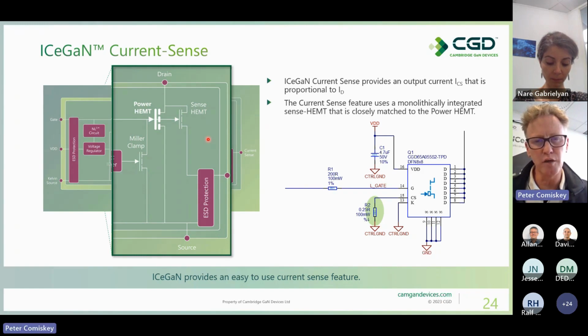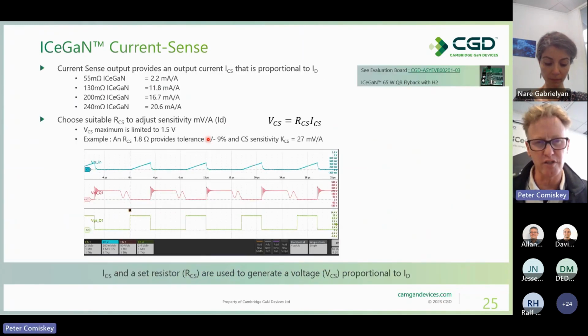Next page, I'm just going to look in a little more detail at current sense, particularly the ratio, the proportional ratio between the drain current and the current sense output. So this varies according to our different devices. As I mentioned earlier, we've currently got 4 RDS(on)s, and each of those has a correspondingly different CS output current. As we're showing here, from our 55 milliohm down to 240 milliohm, the output varies accordingly.